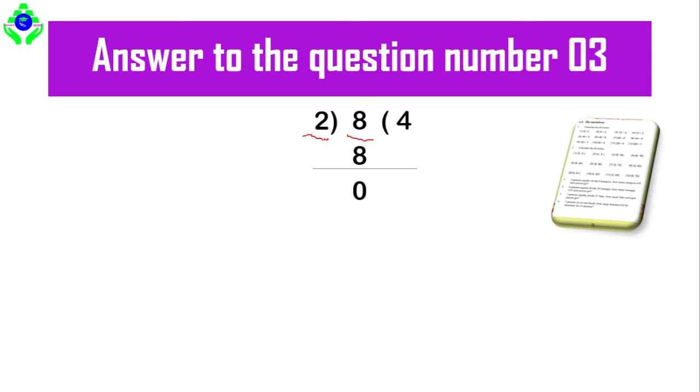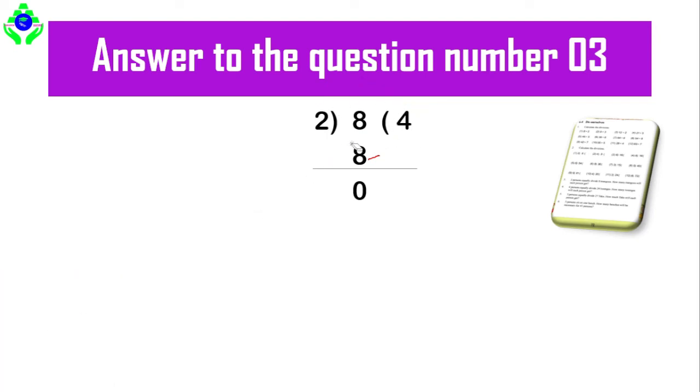And as earlier I mentioned, the answer will be 4. Why? Because if we multiply this 2 with this 4, the answer will be 8. That's why we write an 8 here. After that, 8 minus 8 is equal 0. So finally, the answer will be 4. That means each person will get 4 mangoes.